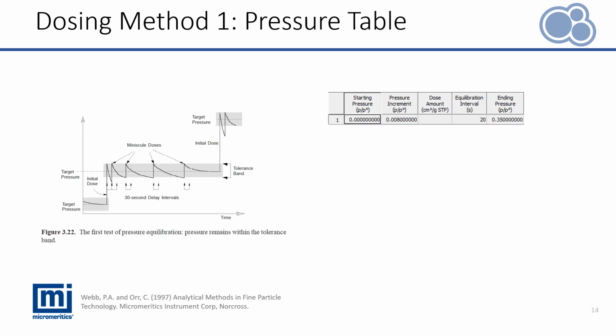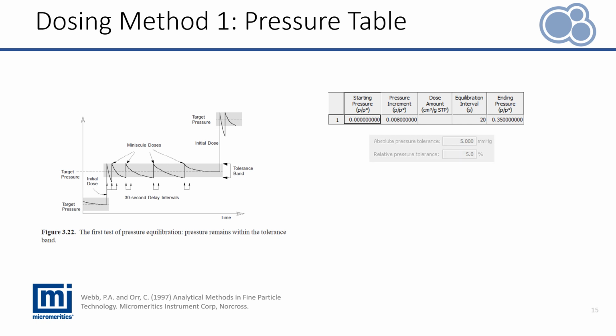Let's see what the instrument is doing when we set up the target pressure with the pressure increments. On the left is a graph that describes the Micromeritics dosing technique to reach the target pressure, referenced from our textbook. It makes several doses, and as the pressure falls from the sample absorbing the absorptive gas, it doses again before the pressure falls below the tolerance band. The maximum pressure of each minuscule dose doesn't exceed the top end of the tolerance band, and it continues to dose until the pressure equilibrates at the target pressure.